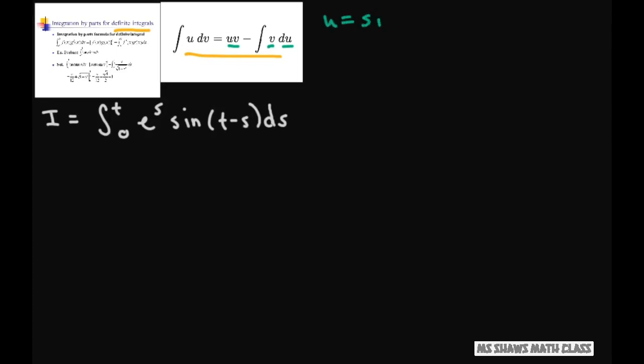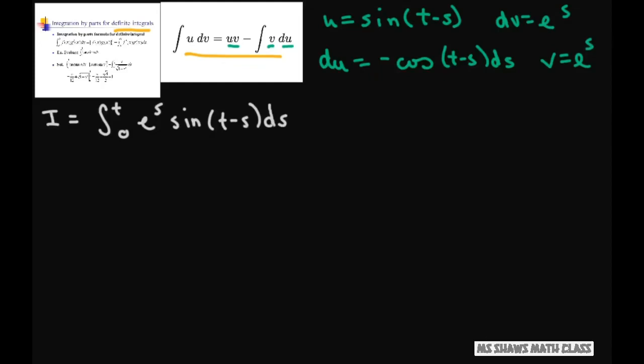We're going to let u equal sine of t minus s, and we'll let dv equal e to the s power, so du is just going to be negative cosine of t minus s ds, and v is just going to be e to the s again. All right, so we're going to start with our first integral here.